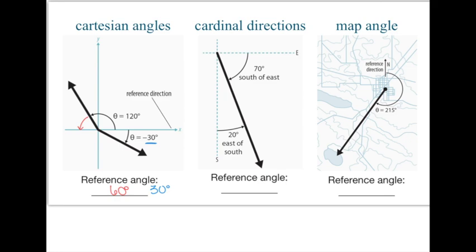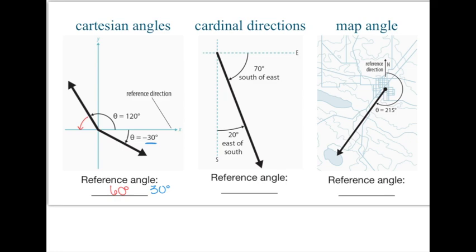Because your calculator is going to spit out your positives and negatives however it gives it to you. But your direction may change and you have to know those particular angles, because the only one that's going to help you is Cartesian. Cardinal directions and map directions, you're going to have to know those reference angles to be able to plug those in and use your trig functions. All right, let's look at cardinal.